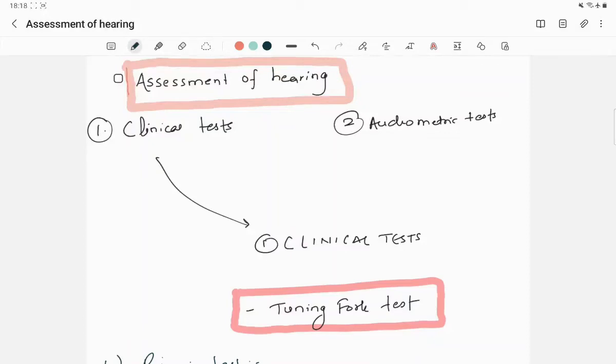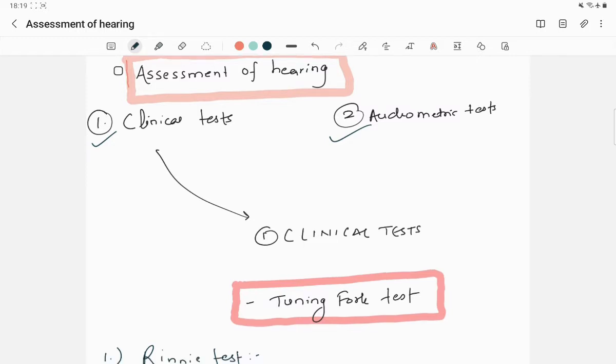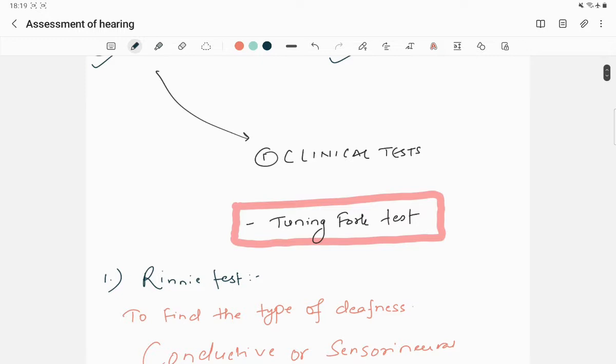Everyone. In this video, we are going to talk about assessment of hearing. Two tests that are widely used for assessment of hearing are clinical test and audiometric test. In this particular video, we are focusing on clinical tests that are routinely used in ENT OPD for assessment of hearing. And the most commonly used and most important to know is tuning fork test.